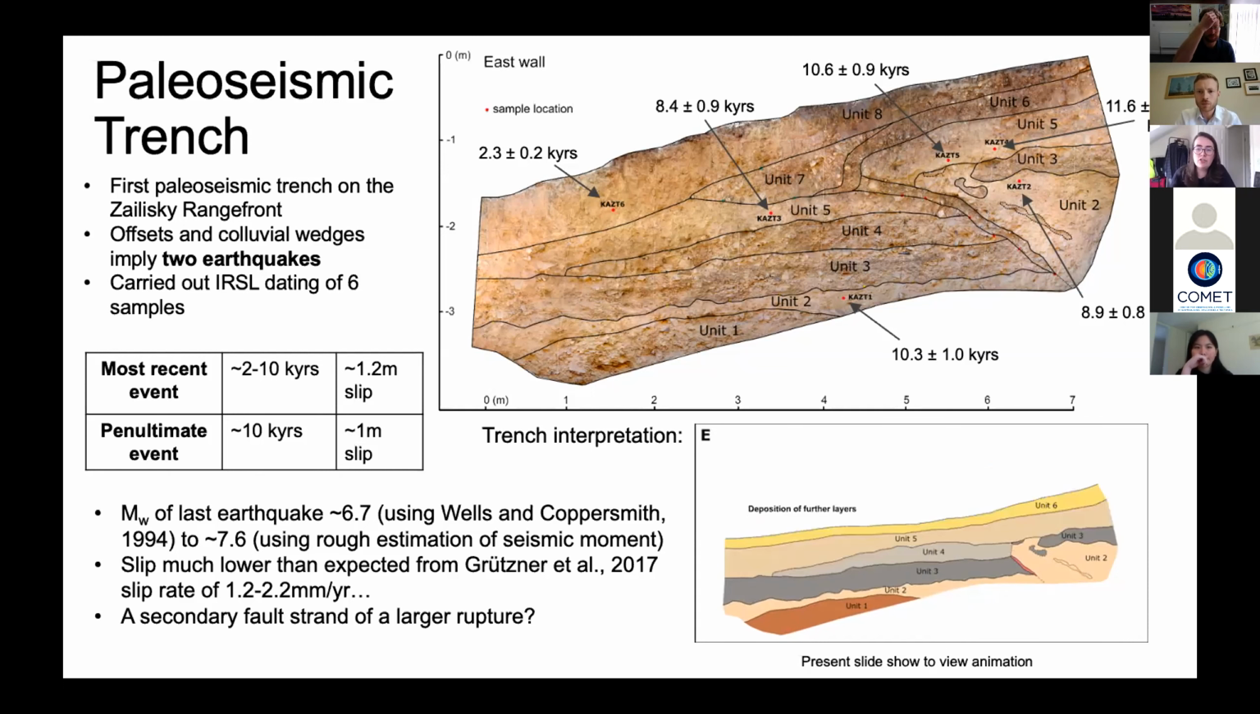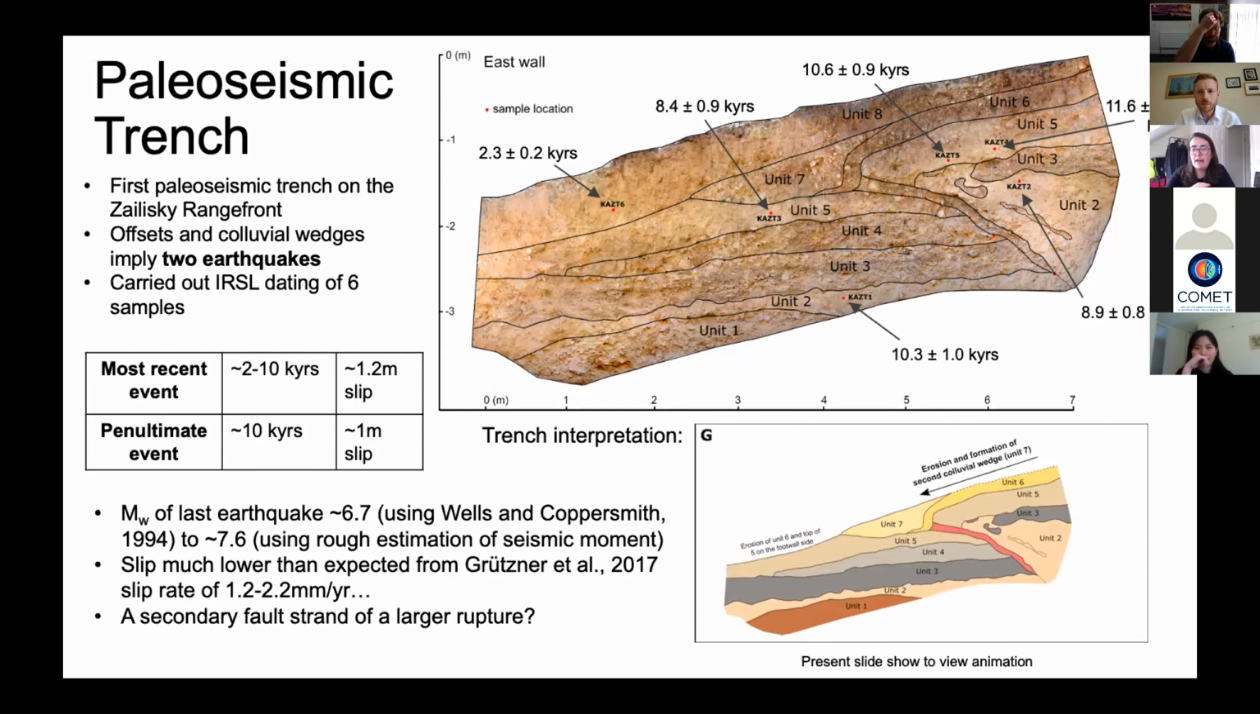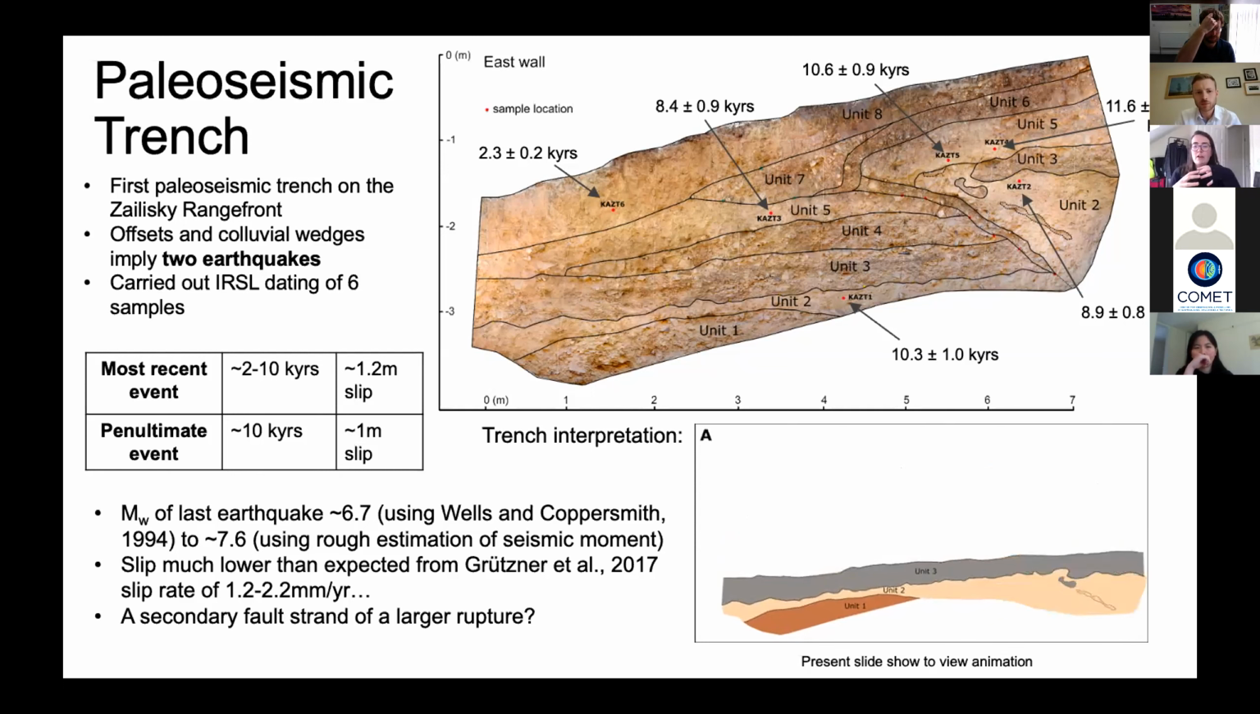But basically our results show that the range front fault is active and potentially very dangerous, and that it follows the pattern of big earthquakes with recurrence intervals of thousands of years, which seem characteristic to this region.